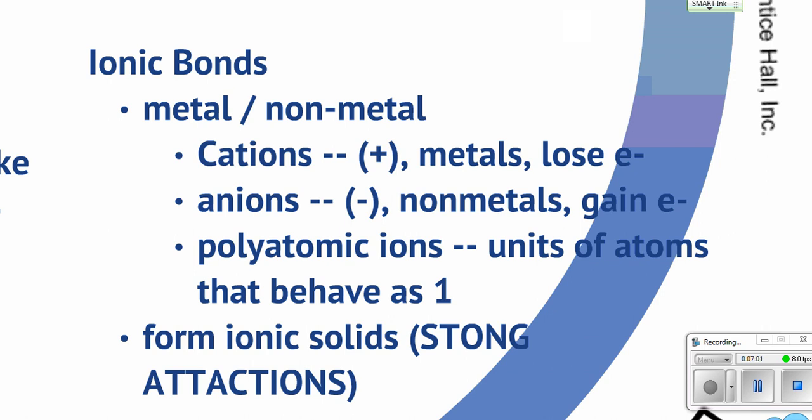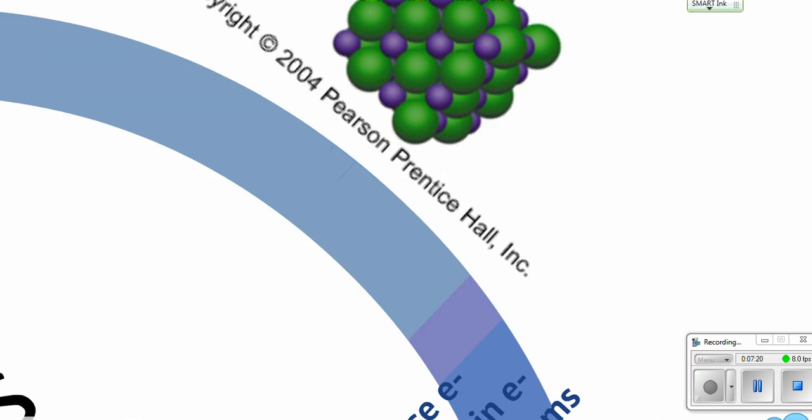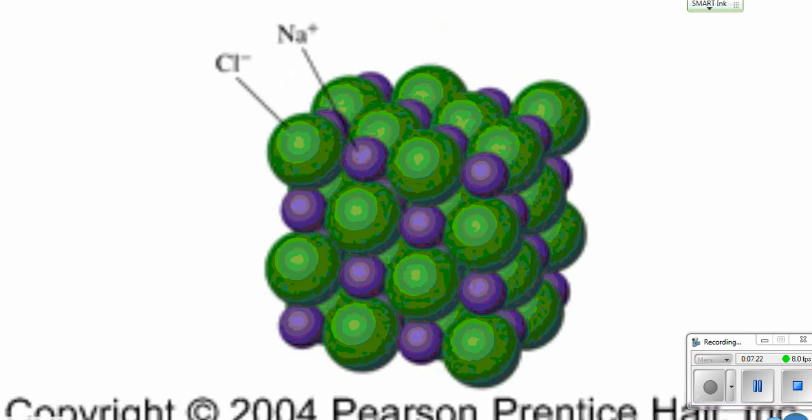This attraction between the positive and negative, the cation and the anion, is what forms ionic bonds. Ionic bonds, being the strongest, have extremely strong intermolecular forces, extremely strong attractions between those molecules, and because of this, they will typically form solids.